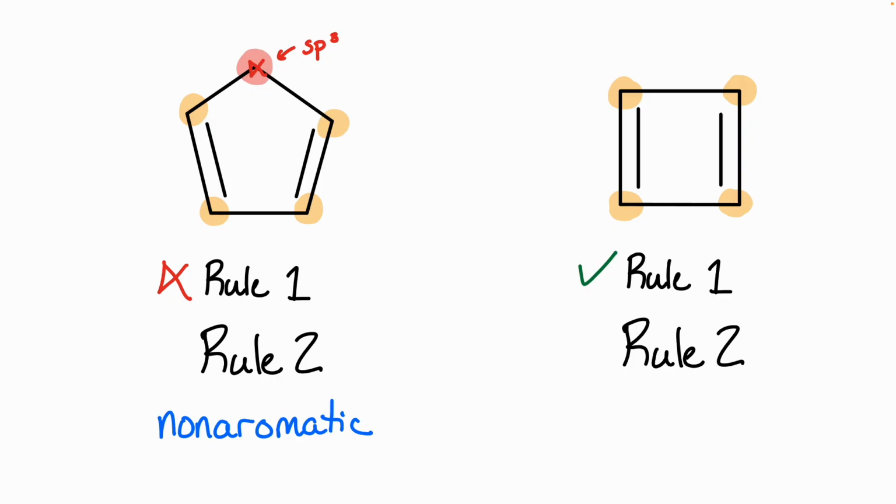But how many delocalized electron pairs do we have? Two, right? This one here and this one here. And 2 is not an odd number. So this one passes rule 1 but fails rule 2. This is a compound that we would classify as anti-aromatic.